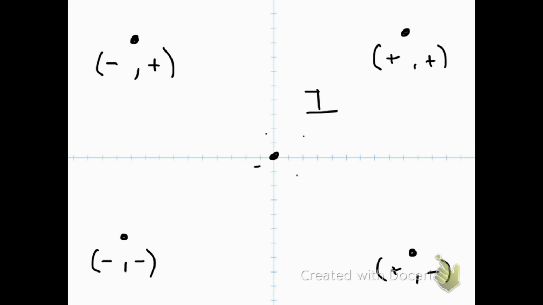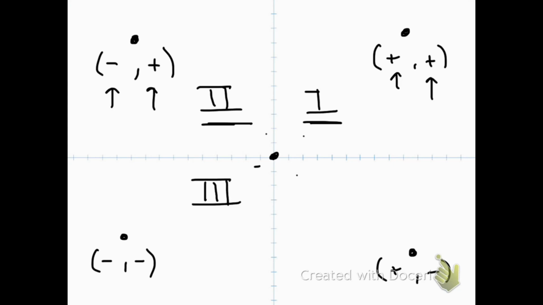In quadrant 1, every point will have a positive x value and a positive y value because every point in quadrant 1 is to the right and above the origin. In quadrant 2, every point will have a negative x value and a positive y value because every point in this quadrant will always be to the left of the origin, but also be above the origin. In quadrant 3, every point will have a negative x and a negative y value, because all of the points in this quadrant are below and to the left of the origin.